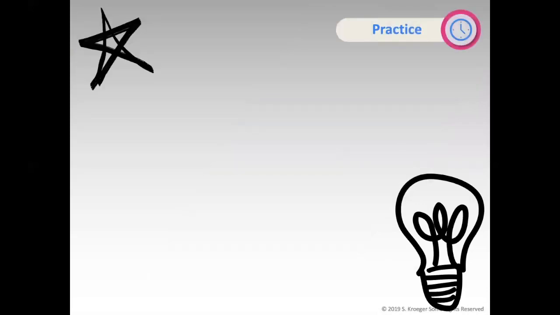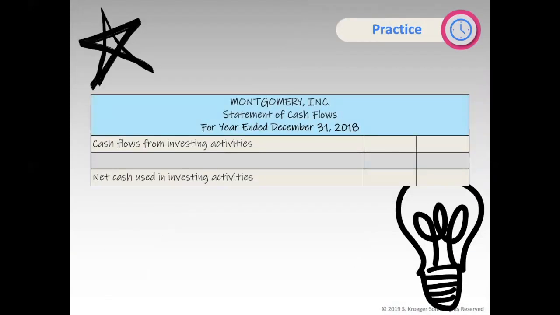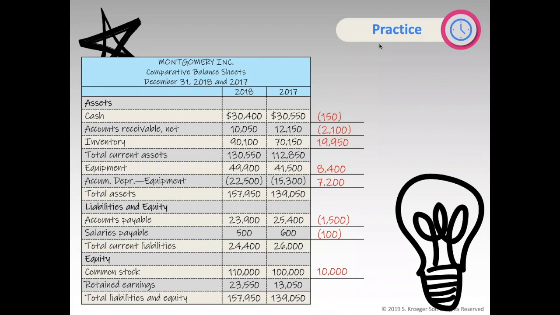We're still working on the same classwork problem as the last video. However, I will be completing the investing activities section this time. In this example, there's only one item that will go in the section. Remember, we need to look at the long-term assets section of the balance sheet. So let's do that now. Looking at the long-term assets section, there is only one item here, which is equipment. The equipment account has increased by $8,400 from last year to this year.